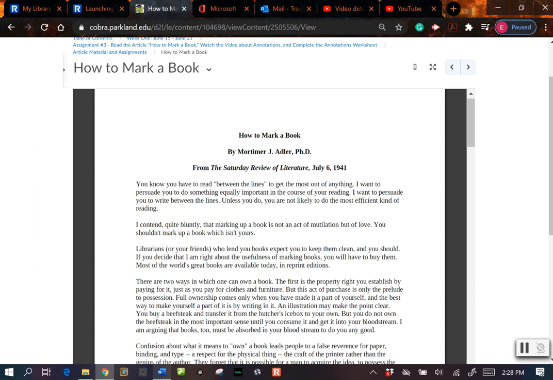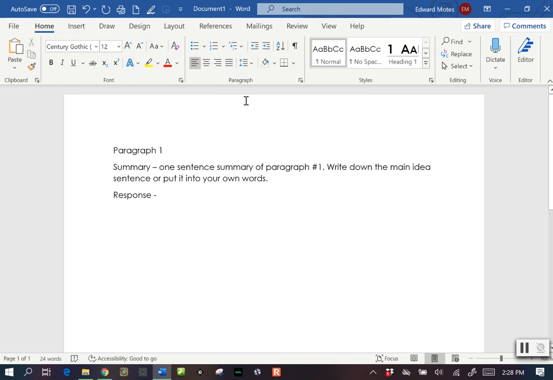The idea of writing between the lines, literally writing on the page, is that something you've done before? Maybe you have. So I have written between the lines before. Maybe you haven't, so that's going to be the response you put. Okay? And then you go to paragraph number 2. Again, summary and response.